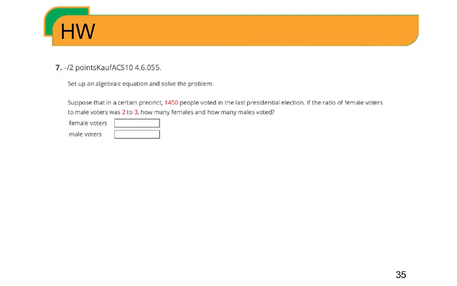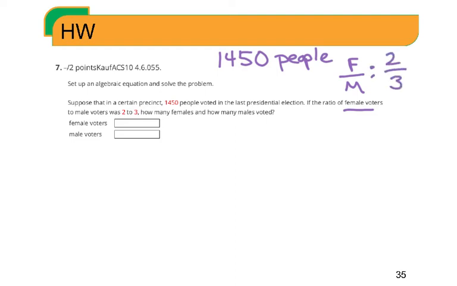Now, number 7. Another proportion problem. Let's see, what does it say? There's 1,450 people who voted, and the ratio of female to male voters was 2 to 3. So that means there were more men that voted than women. Does that make sense? 2 to 3.